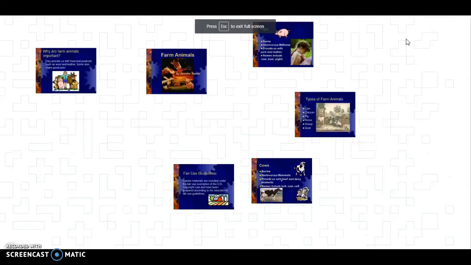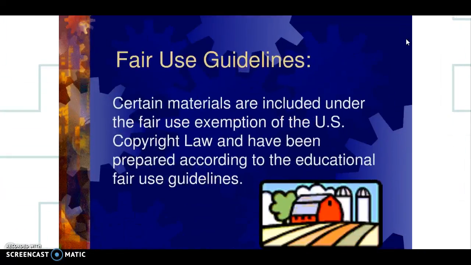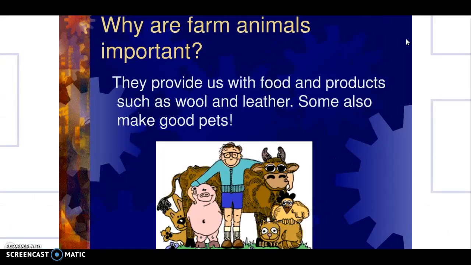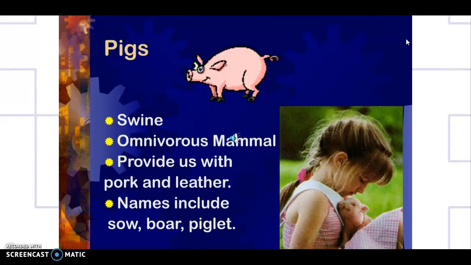So here's the home screen, and we're in farm animals. To the next slide, fair use. Certain materials are included under the fair use exemption of the U.S. copyright law and have been prepared according to the educational fair use guidelines. This, too, being a tutorial, should fall under the same guidelines. Navigating through. Next, next, next. And finally, our good friends, the pigs. When you're done, you click right. It won't go anywhere else.